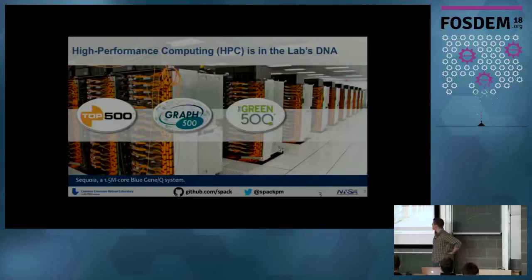This is Sequoia. It's a 1.5 million core system. The cases are off, so you can see the network on there. These are the kinds of machines that we have to try to build for, and it's not pleasant, and so that's where Spack has come from.